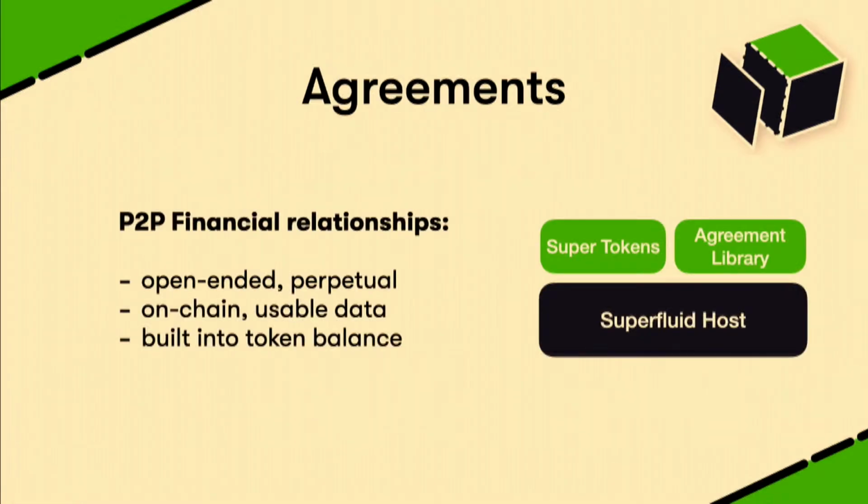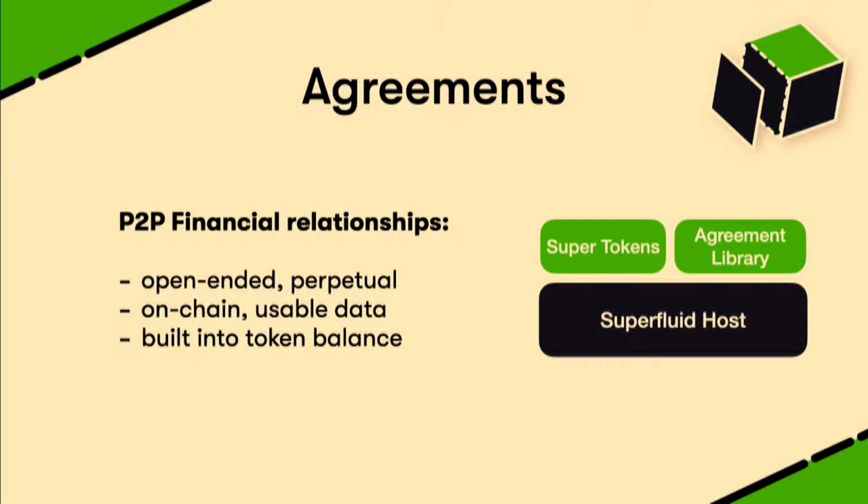So an agreement is a peer-to-peer financial relationship that defines how your token balance can change in real time. The most commonly used agreement within Superfluid is called the constant flow agreement, which allows me to send you money linearly through time. So I agree to send you a certain number of tokens per second, and those tokens are just transferred to you per second.